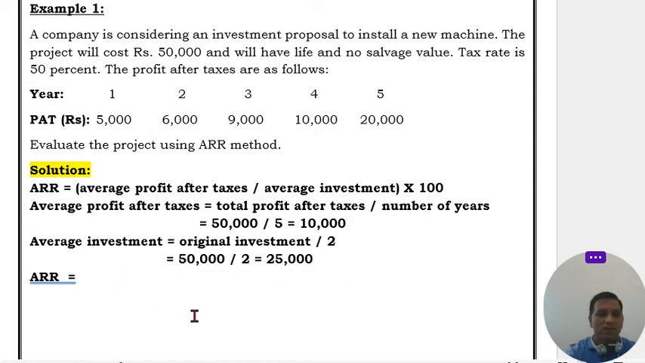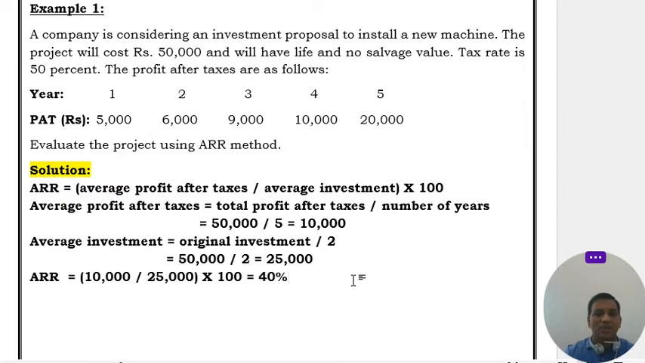Now ARR equals average profit after taxes divided by average investment, multiplied by 100. So 10,000 divided by 25,000 multiplied by 100, 40%. The accounting rate of return percentage for this project is 40%.